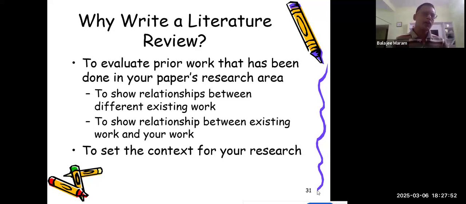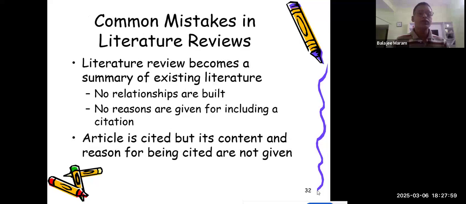Okay? Or you can take the last 4 years also, but not beyond that. Okay? So that is very important. And what are the common mistakes in literature reviews? Here, the literature review becomes just a summary of existing literature.